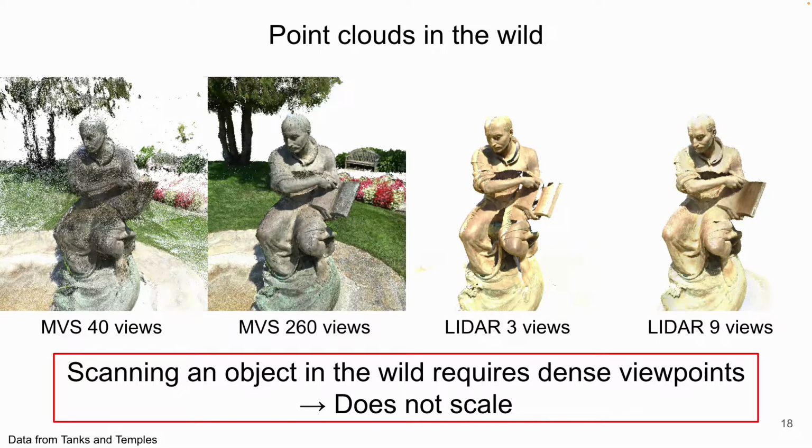But the problem is generating such ground truth surfaces requires a lot of data. So even for this one object here, we need a lot of viewpoints to densely cover the surface. And this, of course, does not scale to hundreds or thousands of shapes that are required for most learning algorithms. So we simply do not have enough ground truth surfaces from real objects.